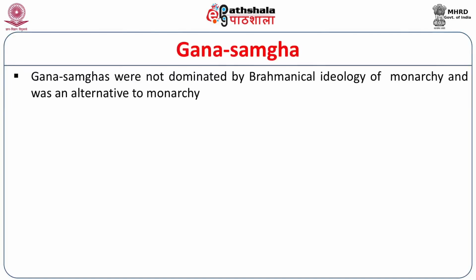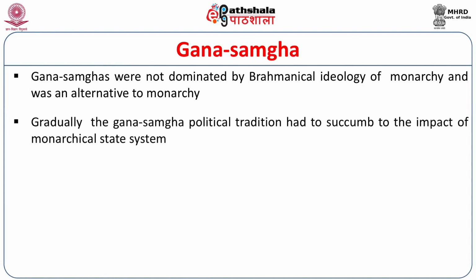Now here we find that these Gana-samghas were not dominated by Brahmanical ideology of monarchy and were actually an alternative to monarchy. Gradually, the Gana-samgha political tradition had to succumb to the monarchical system, and I will discuss how in the Allahabad Prashasti we find that the Gana-samghas were finally completely uprooted by Samudragupta.